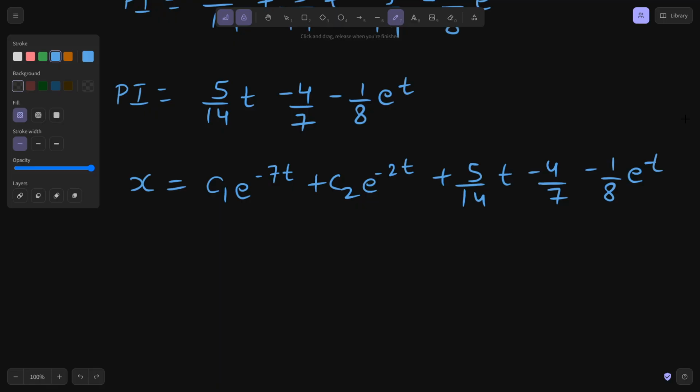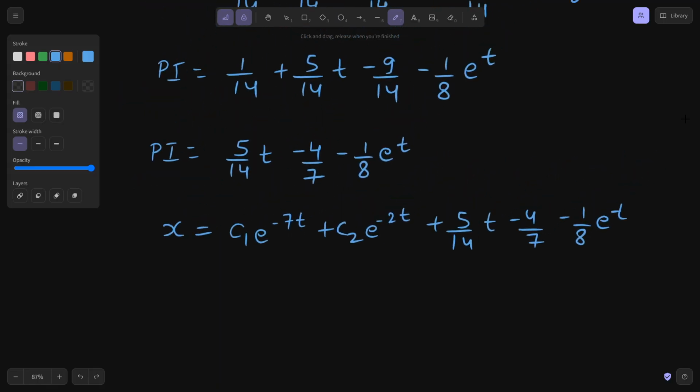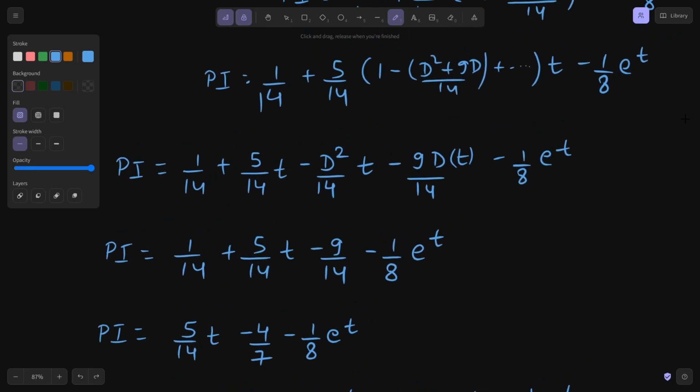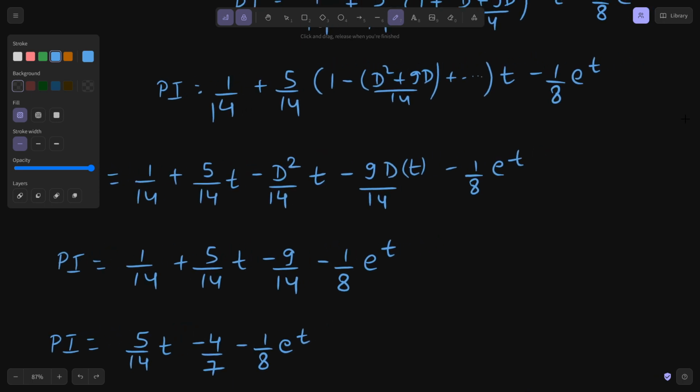So let's do some matching, because this is a very critical problem, so each and every step is vulnerable to mistakes. While calculating PI, this is fine, 1 by 14 and 5 by 14 multiplied by 1 multiplied by t, and here I did a bit of a mistake. I missed 5 by 14 to be multiplied by this and then operated with t. So I will have to write 5 by 14 here.